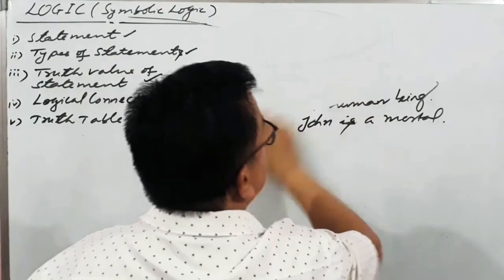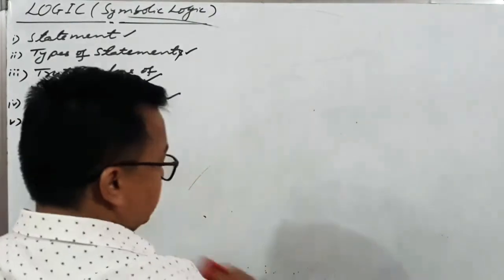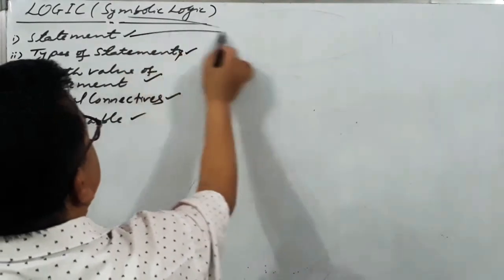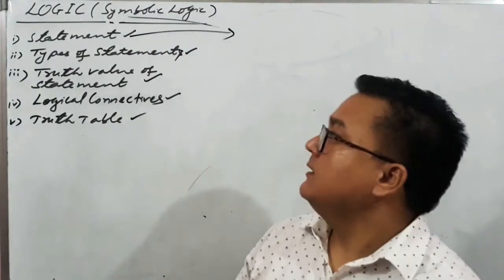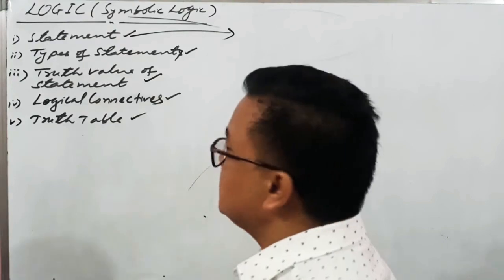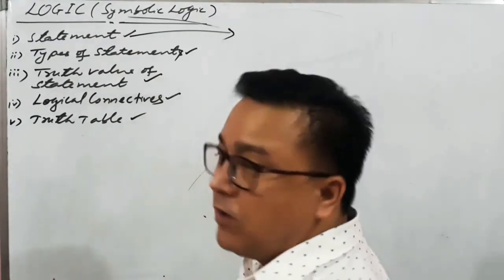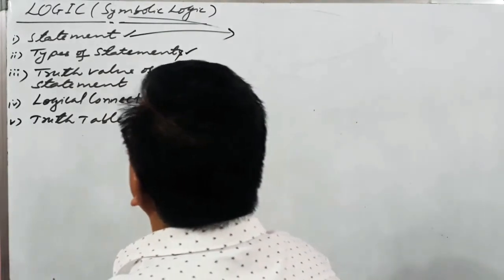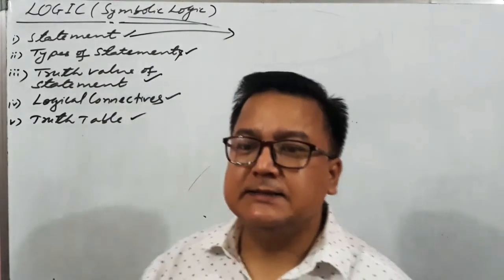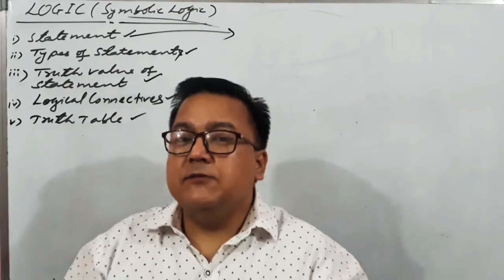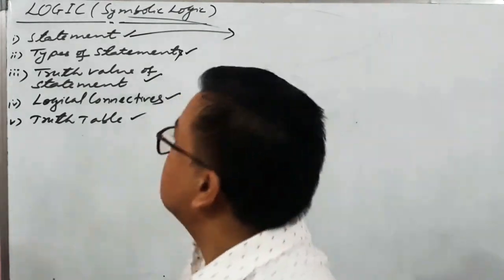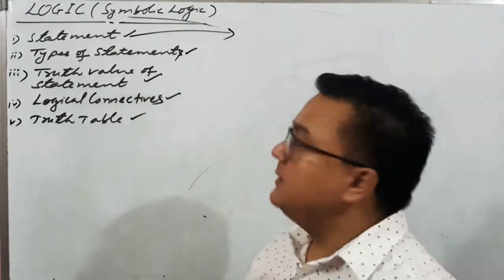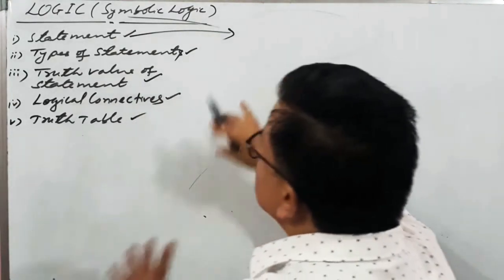Let's move now to important terms. Statement. In symbolic logic, or simply logic, we define these terms. Firstly, these are very, very important terms. Statement. What do you mean by statement? Every sentence is not a statement, but every statement is a sentence. See very carefully.